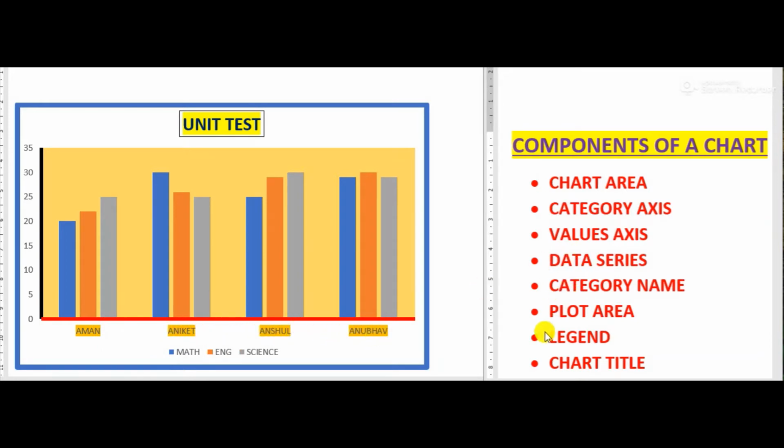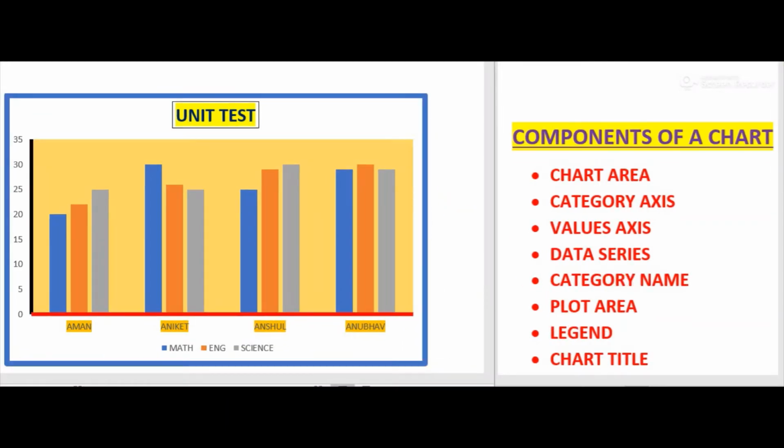The next component is plot area. Plot area is a window within the chart area. It contains the actual chart itself, and includes plotted data, data series, and category and value axis. So what is the plot area? This is the plot area, this one. This is the plot area because it contains the value axis and category axis, as well as plotted data and data series also.